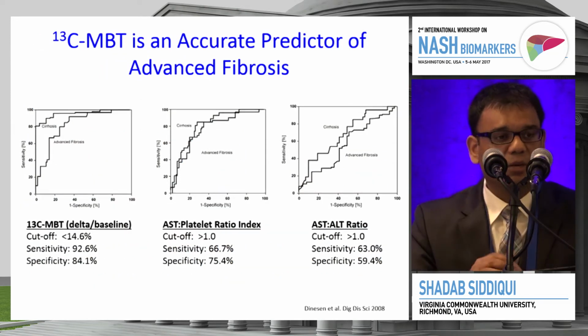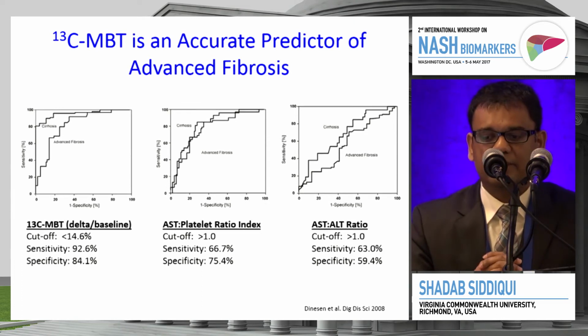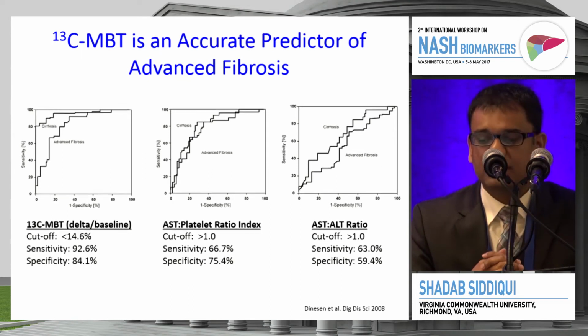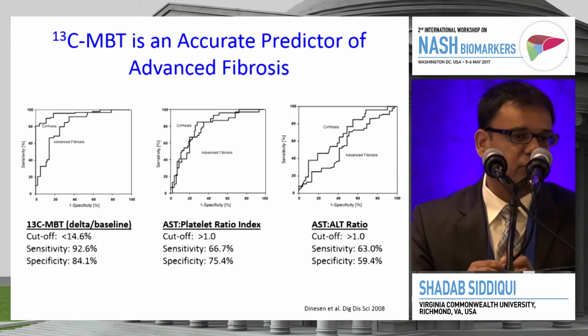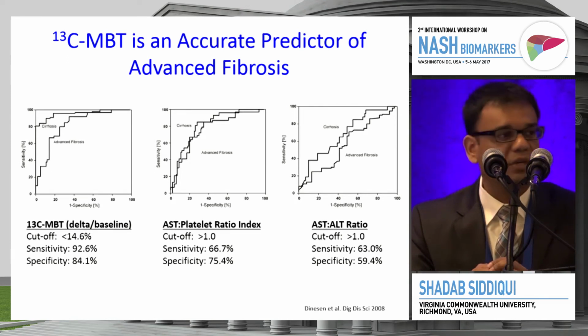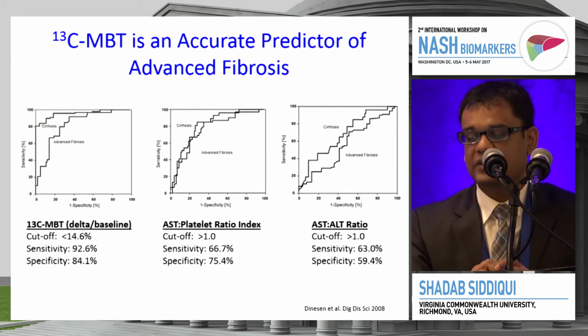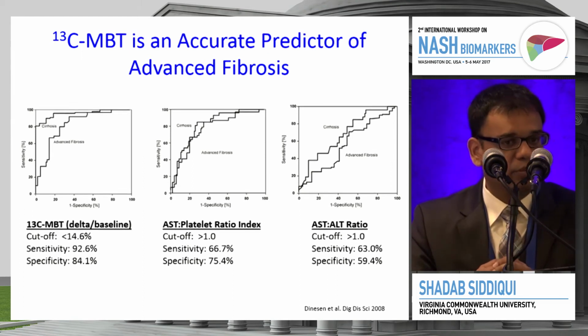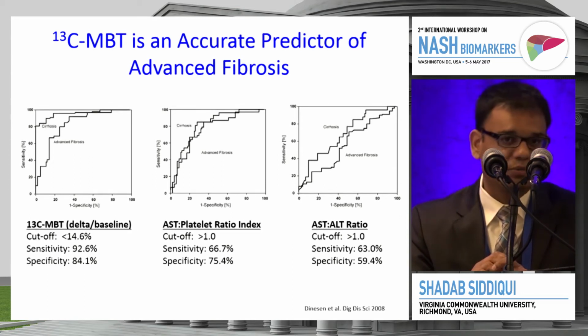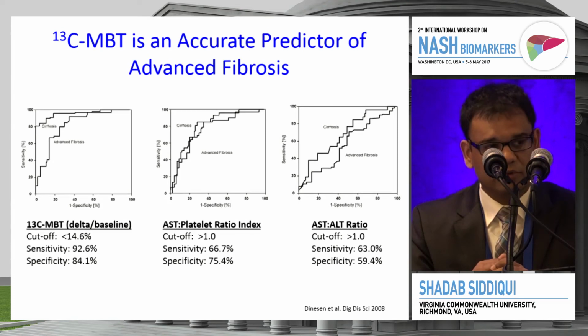This is a study that compared the accuracy of MBT in predicting presence of advanced fibrosis in chronic liver disease, mostly hepatitis C patients. And it compared it to routinely used clinical models of fibrosis, AST to platelet ratio index, or APRI, as well as the AST to ALT ratio. As you can see, MBT outperformed both APRI as well as AST to ALT ratio in predicting presence of advanced fibrosis or cirrhosis.